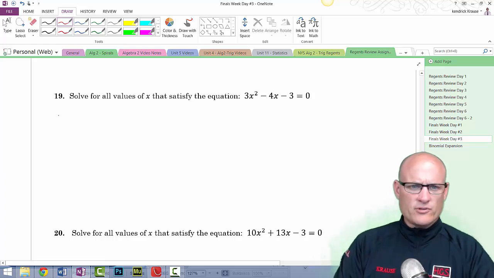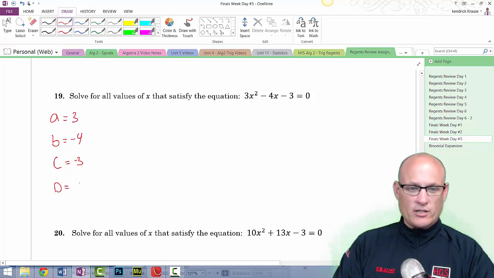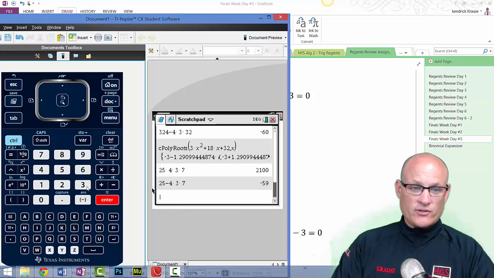I don't think this one works either. This one actually might, but let's just do it anyway. We're going to do all these by the quadratic formula. Maybe it'll factor, maybe it won't. C equals negative 3. Now the discriminant here is b squared, which is positive 16, minus 4 times 3 times negative 3.